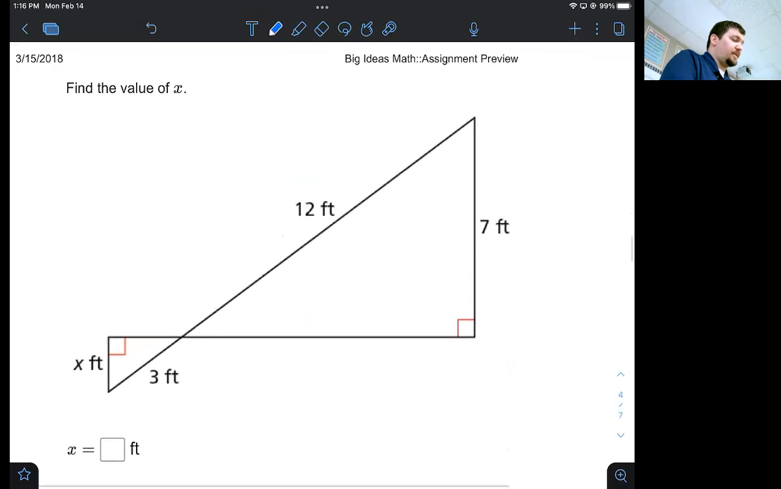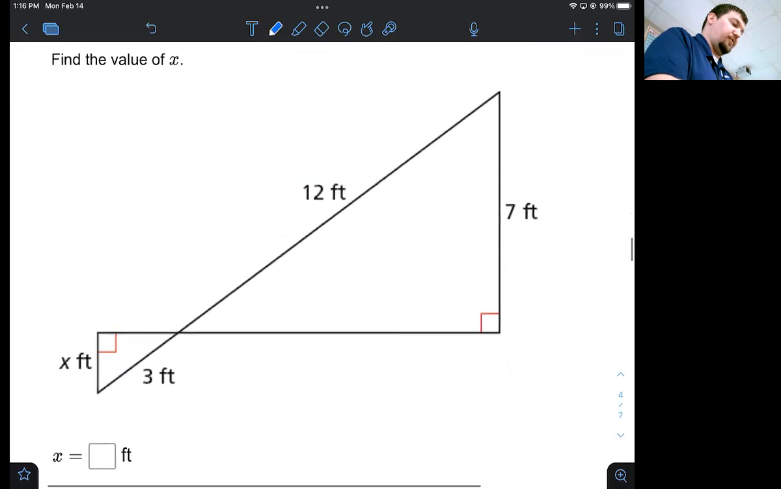Find the value of X. Well, this is only going to work if I can prove the 2 triangles are similar. So we did one like this on Friday. How can we prove these 2 triangles are similar? Go ahead, Deegan.